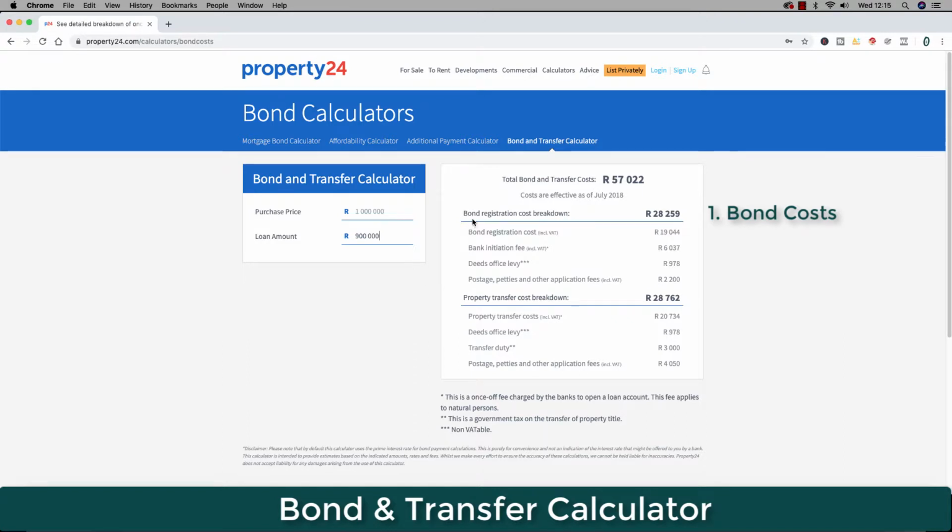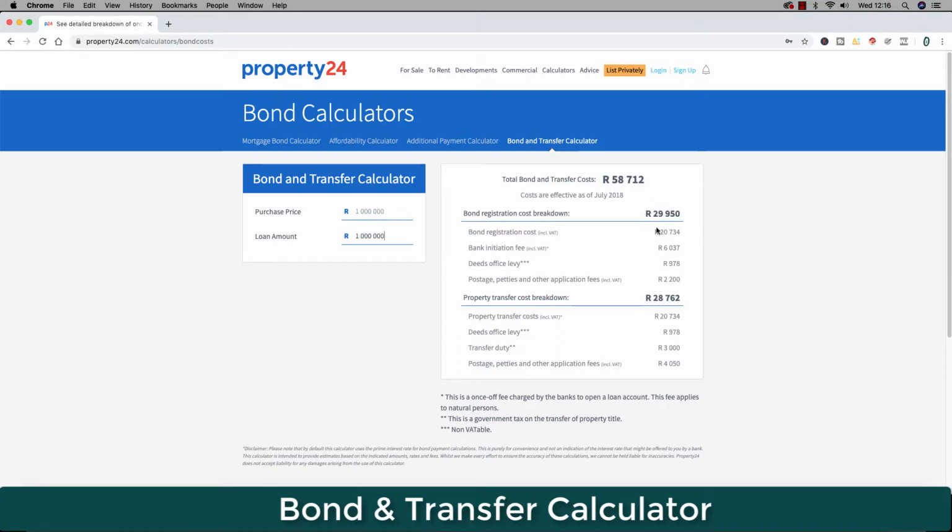So over here, I've got the bond registration cost breakdown, and it tells me all of these things that make up the 28,259 Rand. Plus, if I look at the property transfer cost breakdown, I have all of these costs over here, the property transfer cost, the deed office levy. I mean, who even knows about these things? The transfer duty, the postage, petties, and any other things. And that is included in this 28,762.